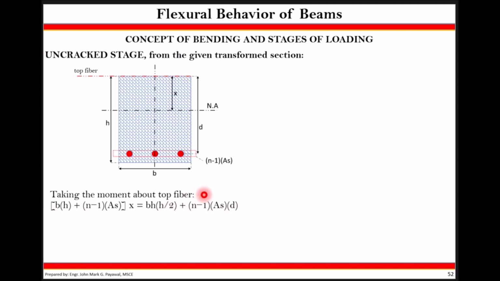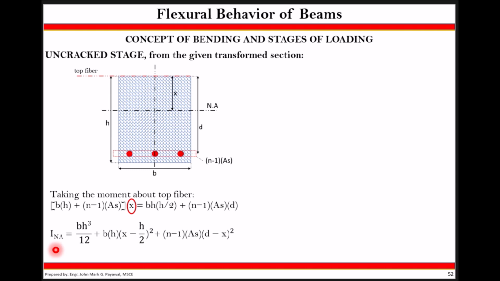We are taking the moment at the top of the fiber. So taking a look again, if this region is my base by H, half of that would be its lever arm. That's why H over 2. Also, if we are measuring from the centroid of the steel up to the top, the distance would be small letter d, which we call your effective depth. On an uncracked stage, what we look for is the value of X. Upon knowing the value of X, we can now compute for the value of I and A.